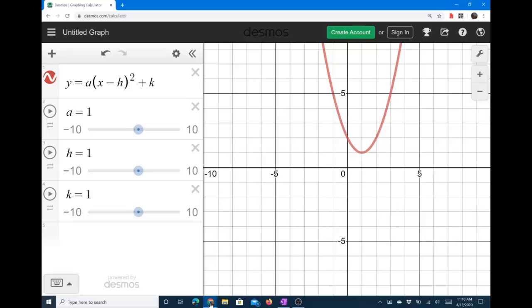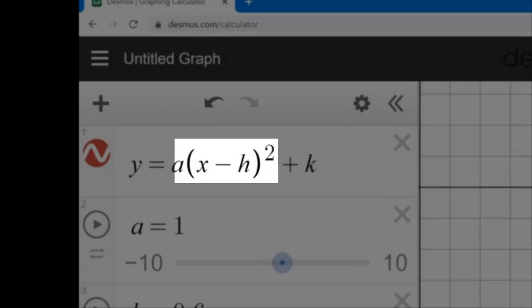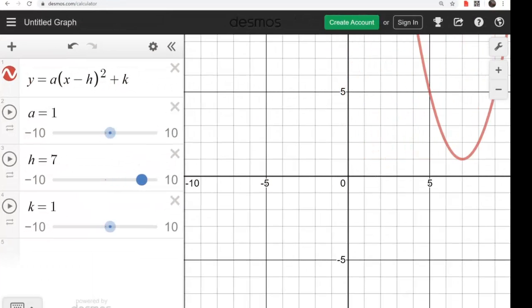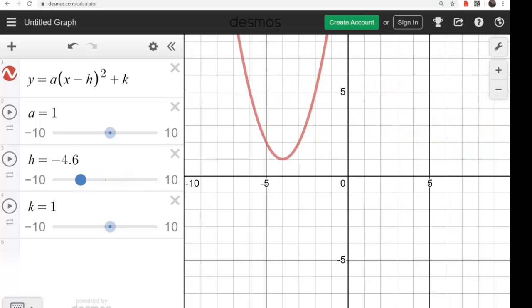Let's look at H. So H controls the horizontal position of the parabola. Now I want you to notice that in the formula it does say x minus h. Why doesn't it say x plus h? Well, the reason is when we move this slider to the right, the parabola goes to the right. When we move the slider to the left, the parabola goes to the left.